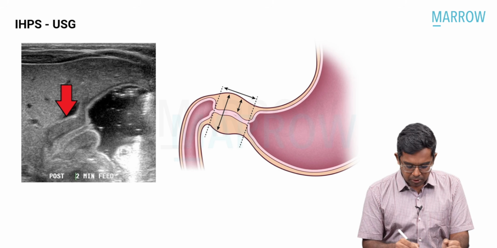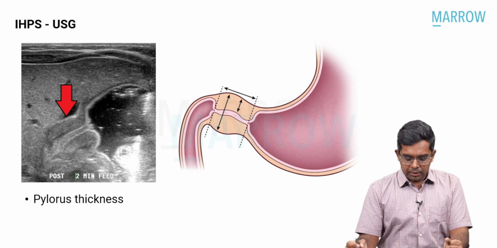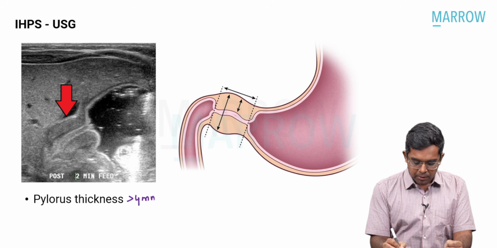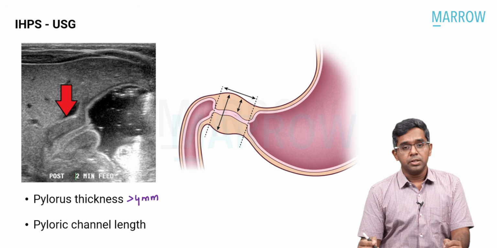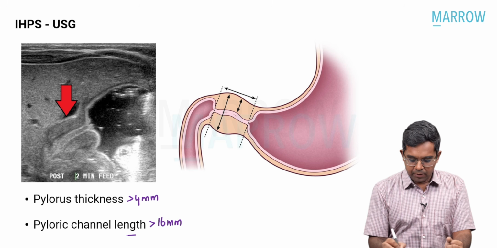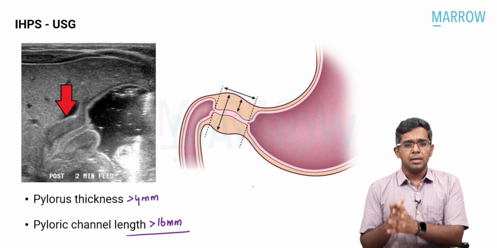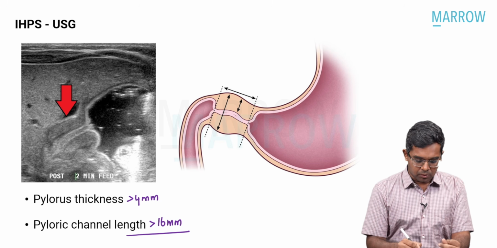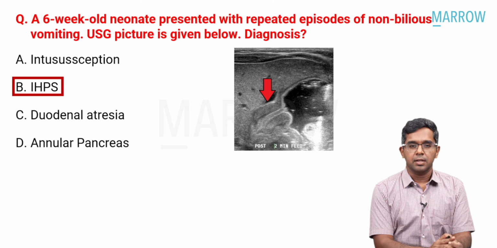What is the criteria going to be? Two things. One is the thickness of the pyloric muscle more than 4 millimeters, and second is the pyloric channel length which is more than 16 millimeters. If it is satisfying, we can make by ultrasound itself a definitive diagnosis of IHPS. So the answer for this question is IHPS.